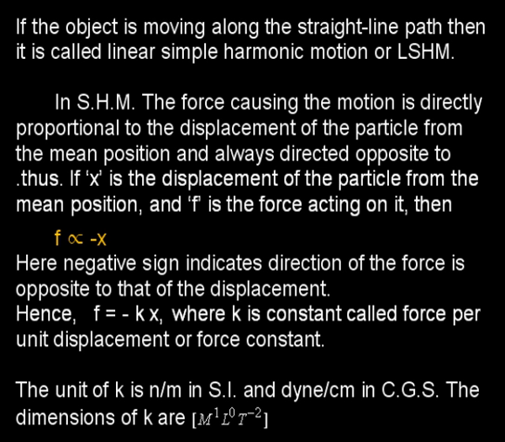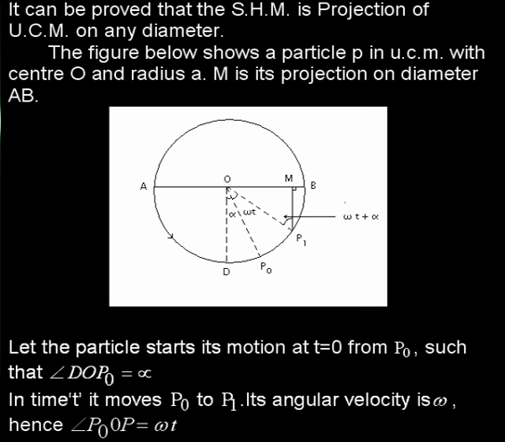Hence, F is equal to minus kx, where k is a constant called force per unit displacement or force constant. The unit of k is Newton per meter in SI and dyne per centimeter in CGS. The dimensions of k are M^1 L^0 T^-2.